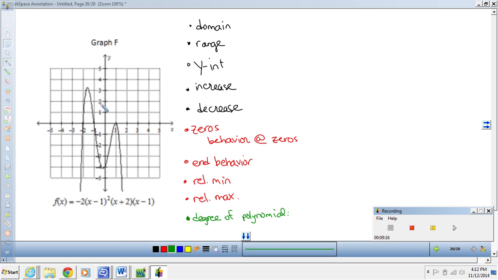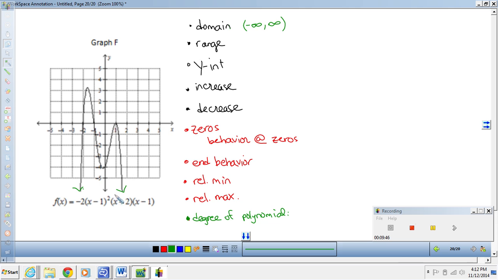I have another example here, graph F. Let's take a look at this one and find all the key characteristics of this polynomial function. This is a polynomial function because it is both smooth and continuous. So let's find the domain. Again, domain goes from left to right. So the point farthest to the left that this graph will ever travel to will be -infinity. And then the point farthest to the right that this graph will travel to will be positive infinity.